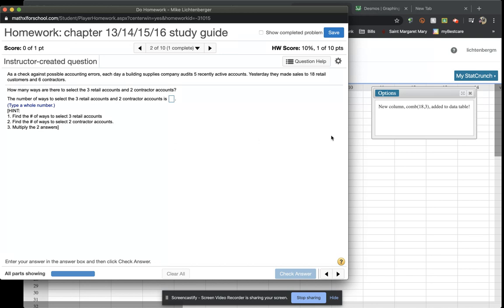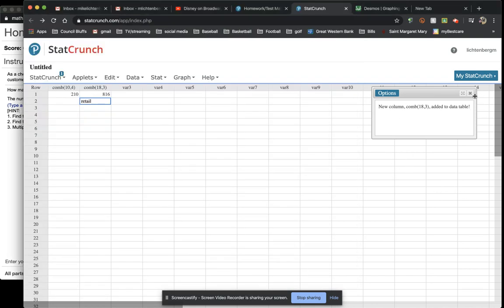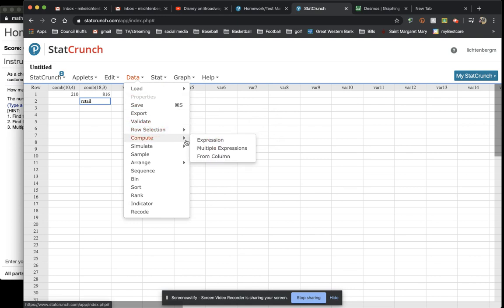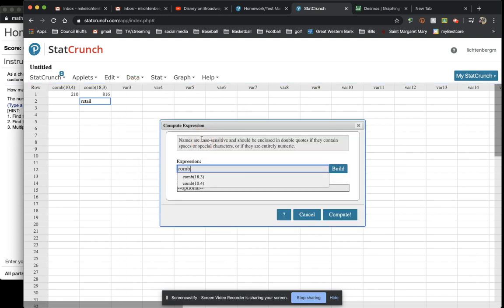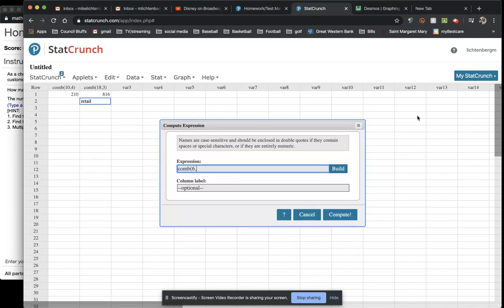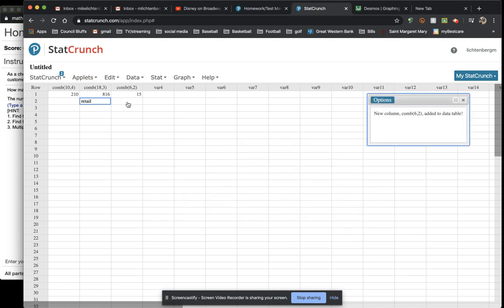Now there are 6 total contractors. So we're going to do the same thing again. All right, Data, Compute, Expression, COMB, parentheses. There are 6 contractors and we want to choose 2. So we're going to do 6, comma, 2. So those are the contractors. Okay, so this is our answer for retail. This is our answer for contractors.